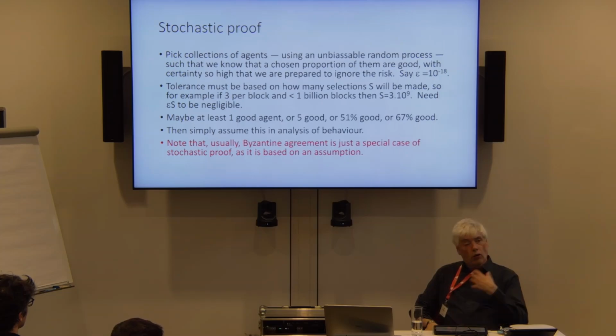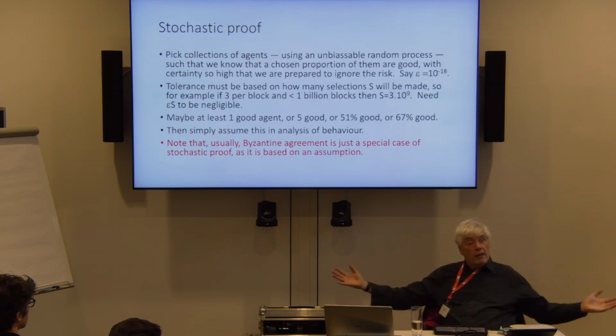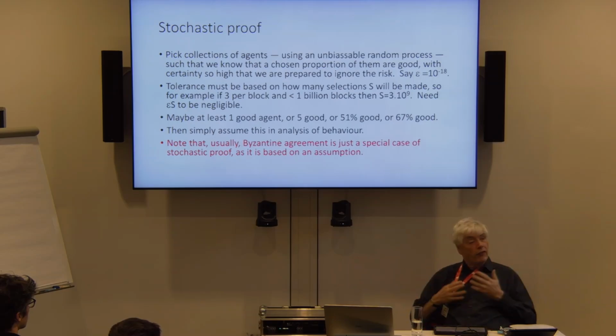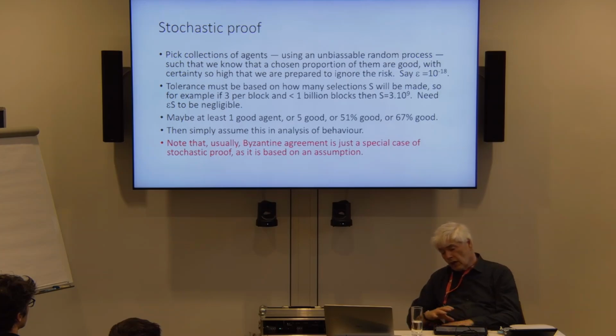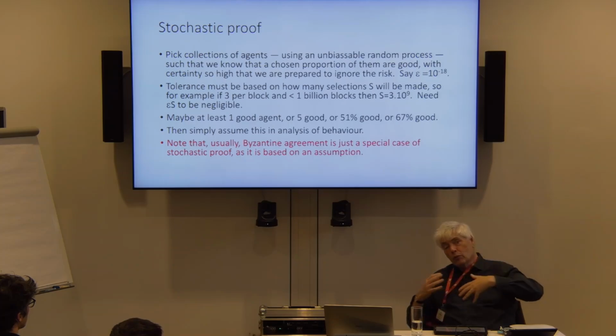So what do I want to prove? I might want to prove that there's one good agent in the collection. I might want to prove there's 51% good, or I might want to prove there's 67% good. We'll see some concrete figures for that in a minute. And then I simply assume this in analysis of behavior. So in other words, whenever I make a selection of agents, either implicitly or explicitly, I then assume that sufficient of them are good as an input to my algorithm that will make it work.